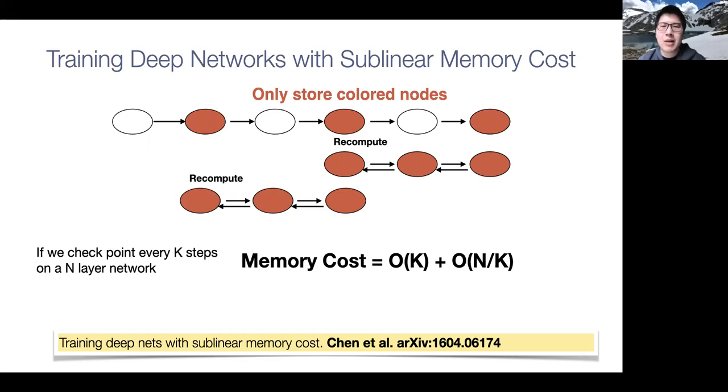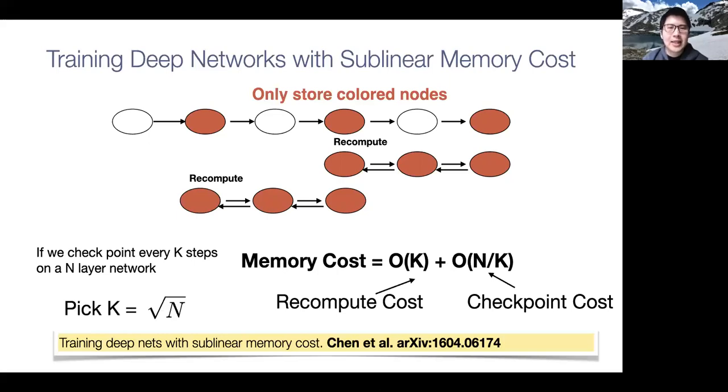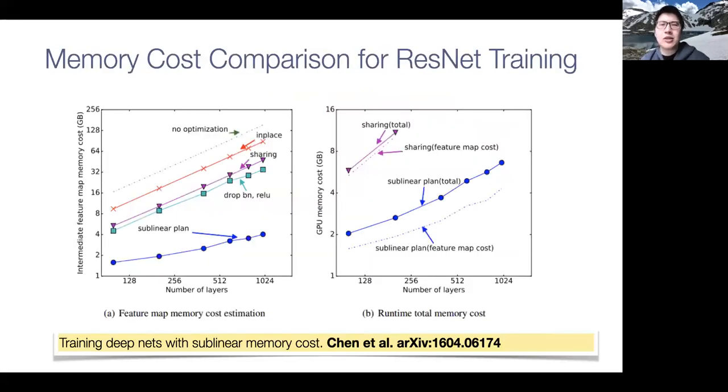So your overall memory cost will be the combination of the memory cost that you need to store the colored nodes in the forward pass, which is O(k), and the cost you will need to perform those mini backpropagations, which is O(n/k). So if you choose k smartly, you will get a square root of number of layers memory complexity. And so by using this algorithm, we can really scale up the number of layers that you can have on this backend. In particular, we'll be able to train a 1,000-layer ResNet on a single GPU, which is not possible before.